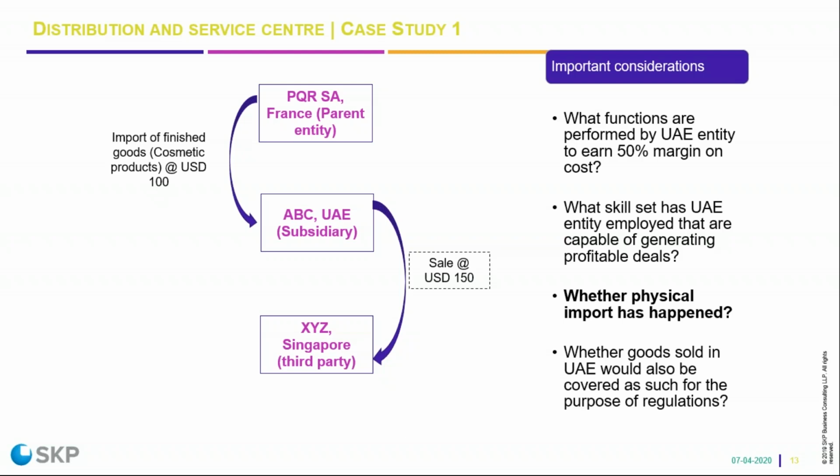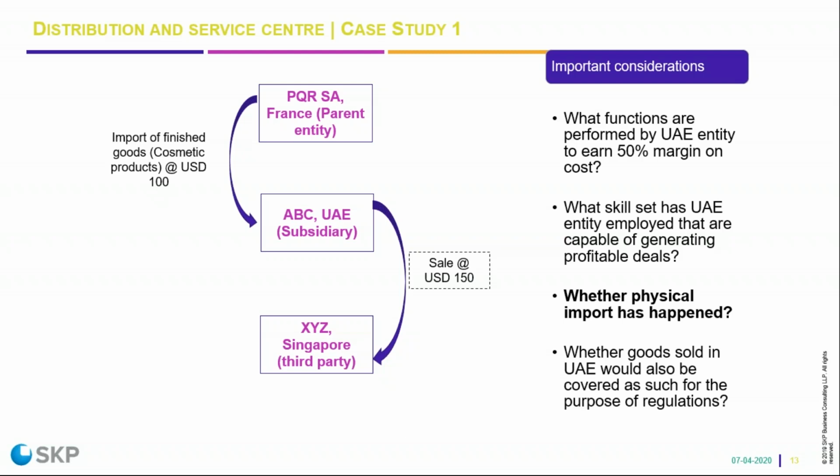So the first and primary task of the UAE entity would be to substantiate or justify that it has a capacity to earn 50% margin. And how would they demonstrate? That is by showing what critical functions the entity is performing, which are capable of commanding a 50% margin on a product which was imported from a parent company.